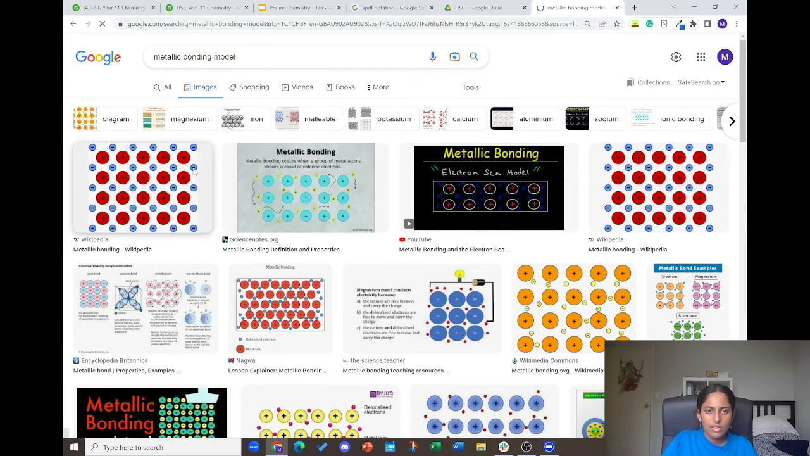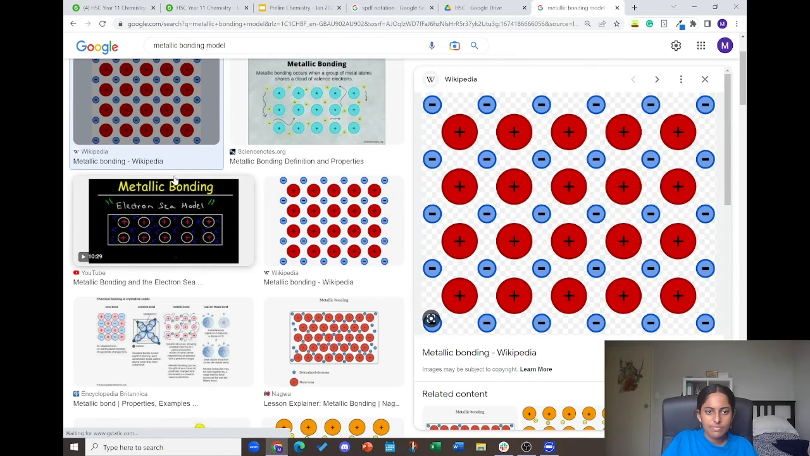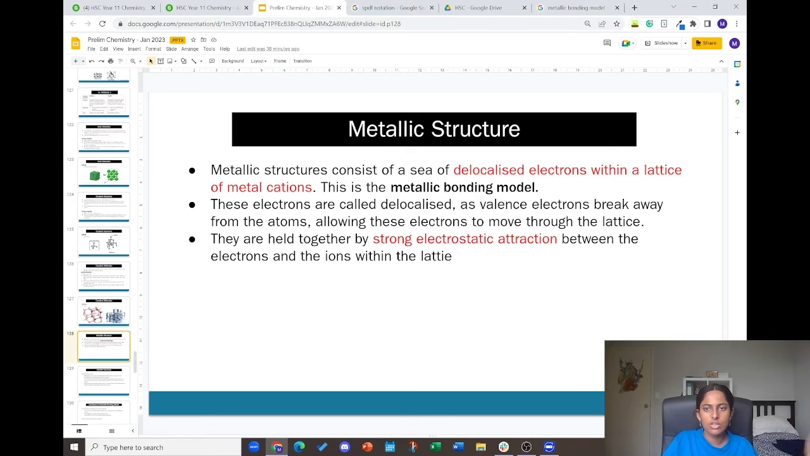This is pretty much what a metal would look like. You just have cations surrounded by a sea of delocalized electrons. That's what the metallic bonding model is. Since it's delocalized, meaning the atoms aren't just holding onto the electrons themselves, they're pretty much floating around and it can conduct electricity.